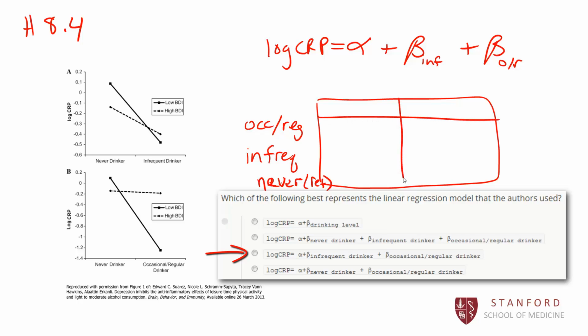Then I'm making two new variables, a binary variable which is you're an infrequent drinker or you're not, and a binary variable which says you're an occasional or regular drinker or you're not. So that means the occasional regular drinkers will be a 1 on that variable, and the other two will be zeros. The infrequent drinkers will get a 1 on the infrequent variable, and the other two will get zeros. And the never group, by default, they're the ones that get a 0 for that infrequent variable and a 0 for that occasional regular category. So their mean will be captured in the intercept.